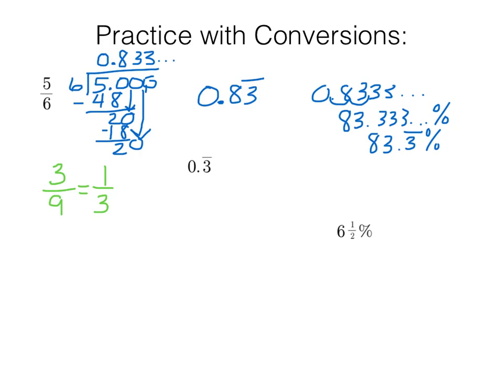If I also then want to change this 0.3 repeating into a percent, I'm going to think along the same lines of the previous example. Multiply by 100, 33.3 repeating percent.